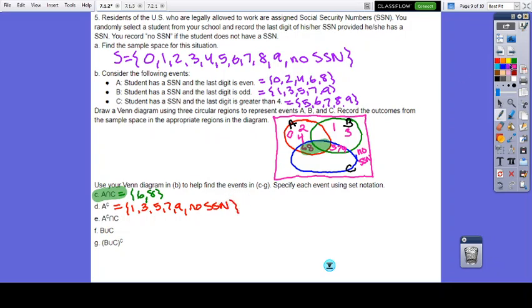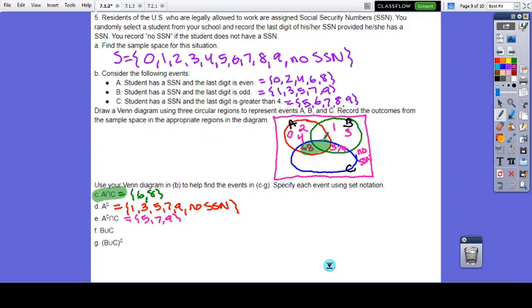Okay, we keep going. A complement intersects C. Well, I just wrote A complement, okay, and my C's up here. So what do they have in common? I can just look through the list. So 1, 3, not in C, 5's in C, okay, 7 and 9 are in C. So I have my list of A complement intersects C.